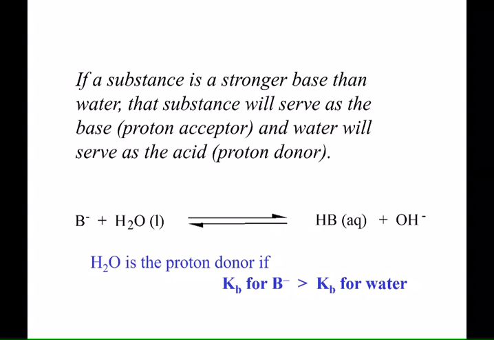Switching it up here, now we have some sort of weak base, okay? Actually attacking a water molecule to abscond with one of the hydrogens, and it forms HB over here on the product side, and then what's left from the water molecule is the hydroxide ion.